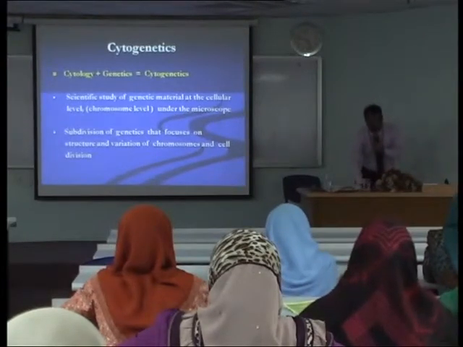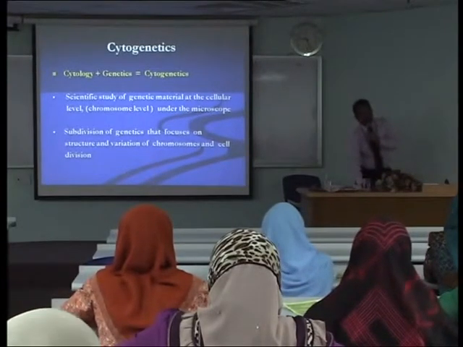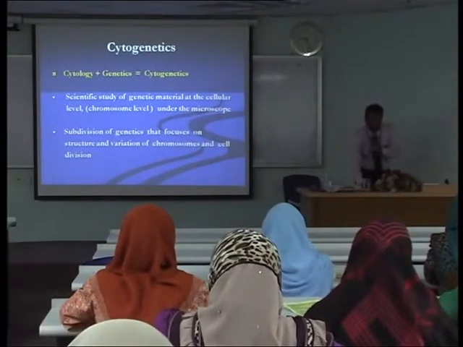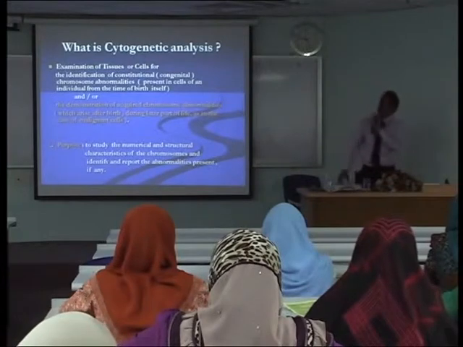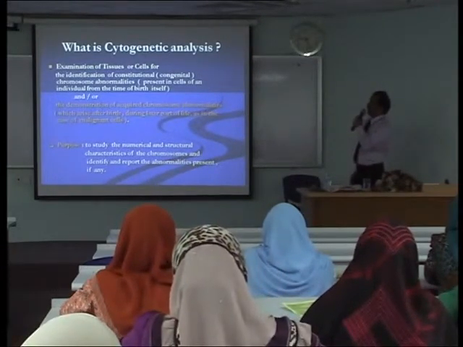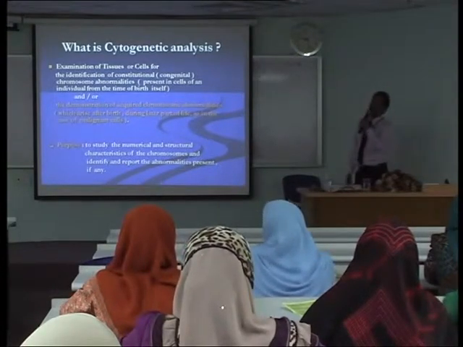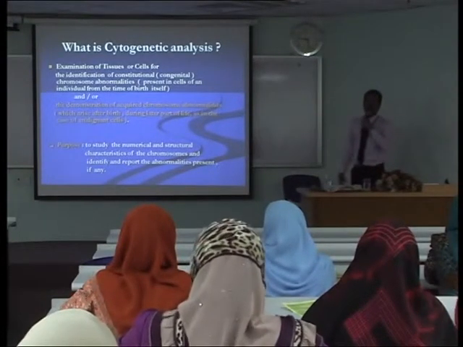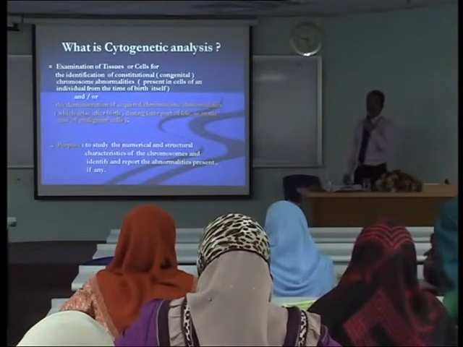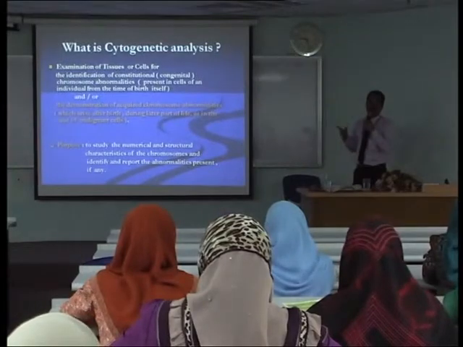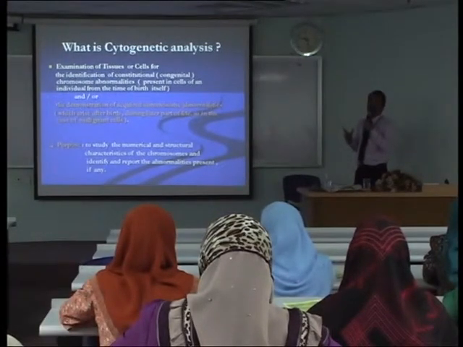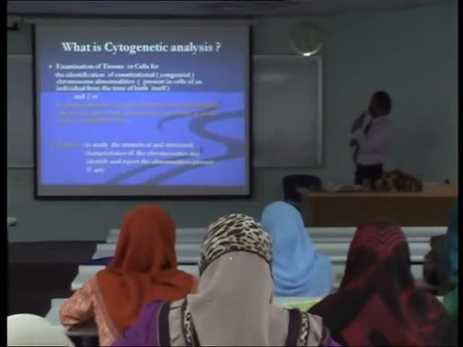It's a scientific study of the genetic material at the cellular level, preferably under the microscope. It's a subdivision of genetics that focuses on the structure and variation of chromosomes and cell division. So cytogenetic analysis is the examination of tissues or cells for the identification of constitutional chromosome abnormalities. Constitutional chromosome abnormalities means abnormalities that are present even from the time of birth itself. That was the first case, a baby born with a lot of abnormalities. That means we suspect that that baby may be having some sort of chromosome abnormality.